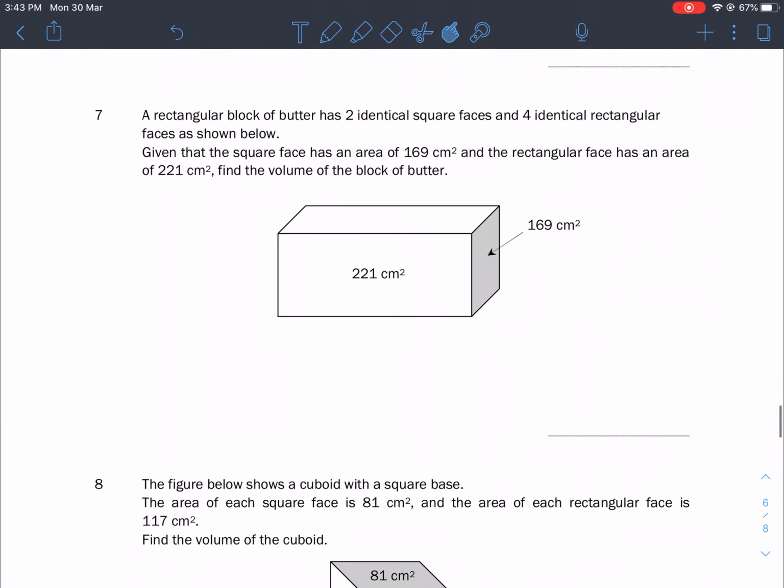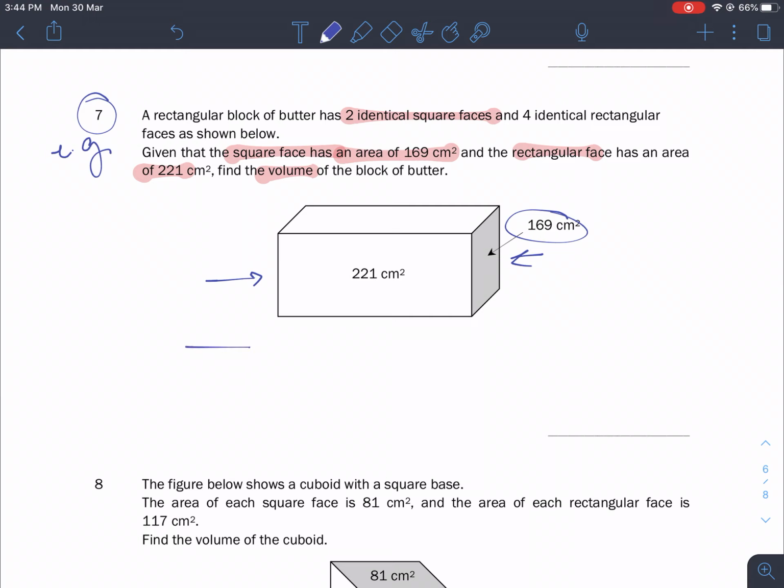And last one, question 7. A rectangular block of butter has 2 identical square faces, so that's here and here, and 4 identical rectangular faces. Given that the square face has an area of 169 and the rectangular face has an area of 221, find the volume. Okay, whenever you're given 2 different shapes, squares versus rectangles, the squares will always be easier to work with because the length and the breadth of the square is the same.